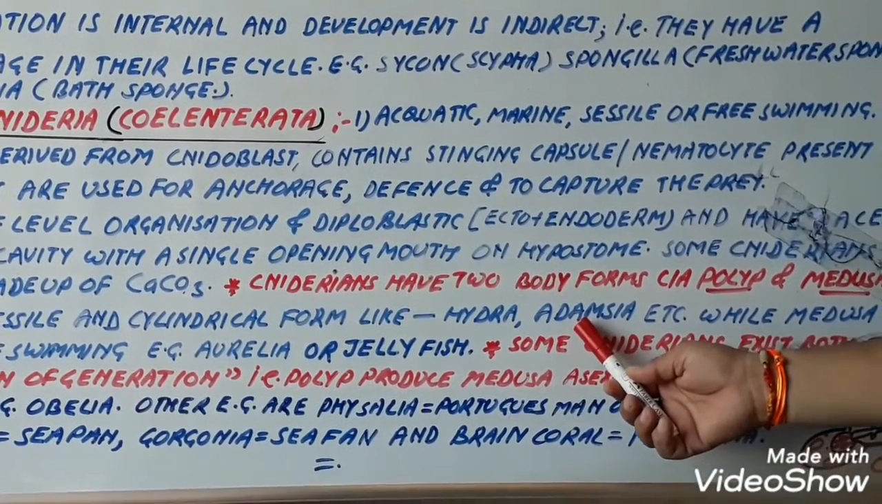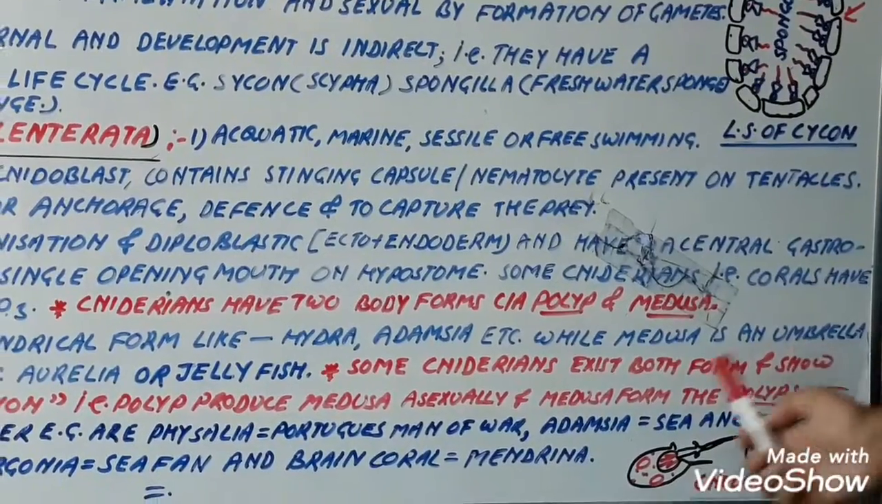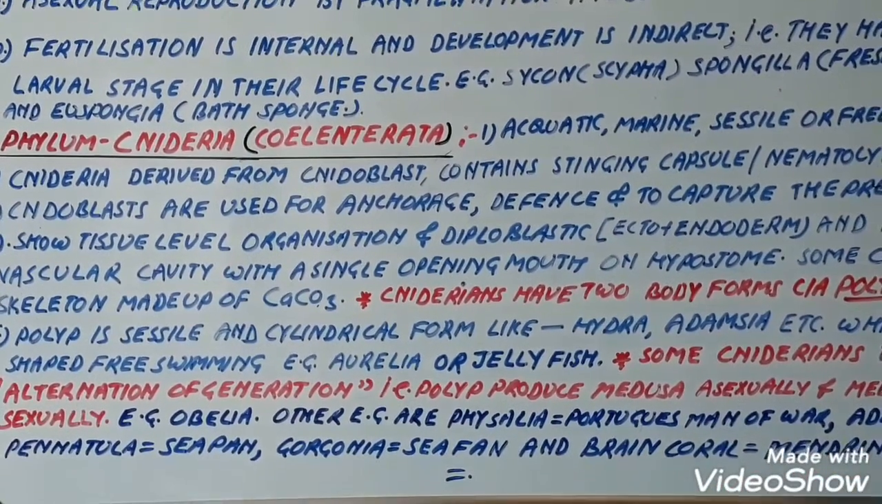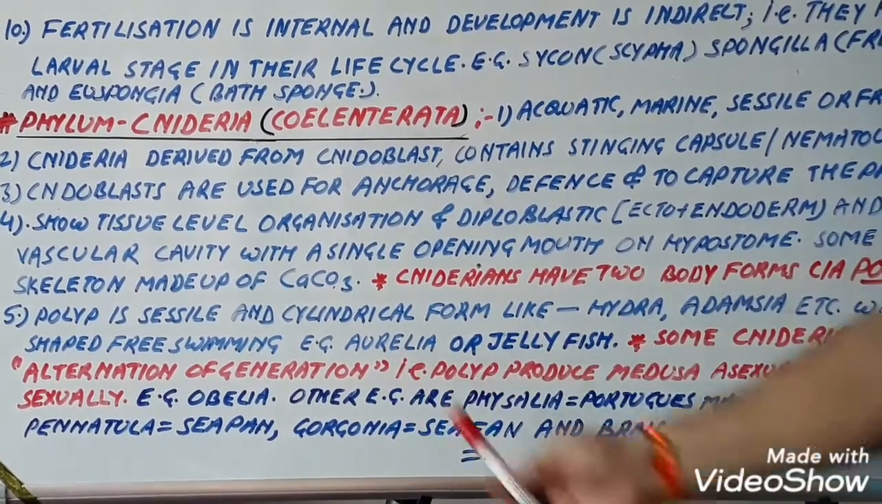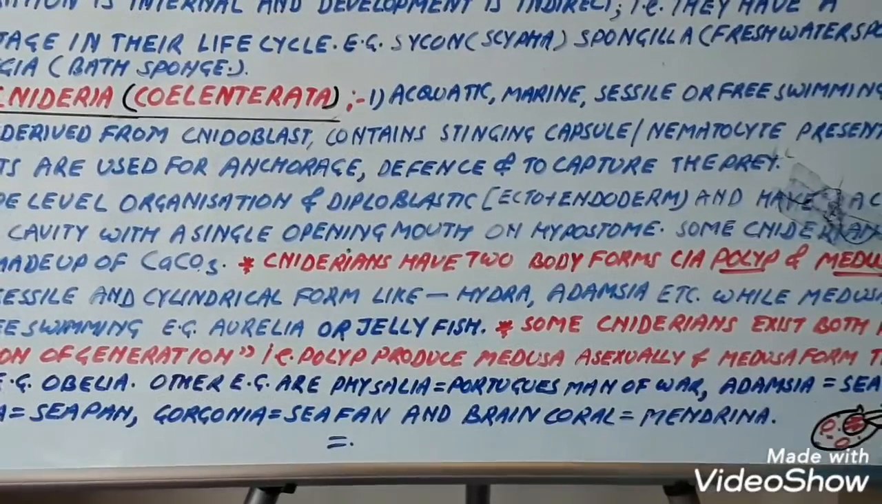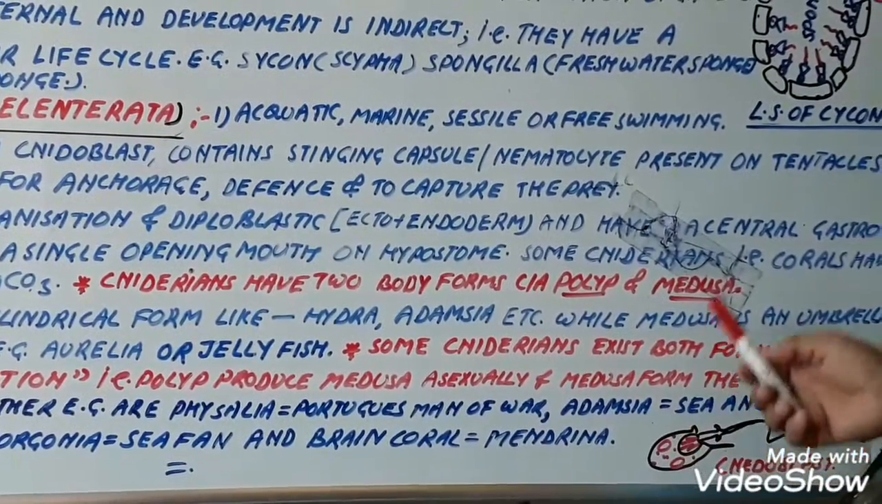It is also known as sea anemone. While the medusa is an umbrella-shaped, free-swimming form. Medusa is the umbrella-shaped and free-swimming form. For example, Aurelia or jellyfish. Now, another important point, the most important point of this topic. Some cnidarians exist in both forms.